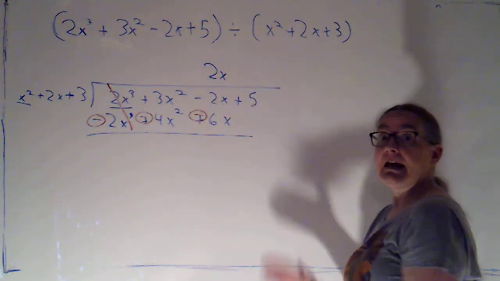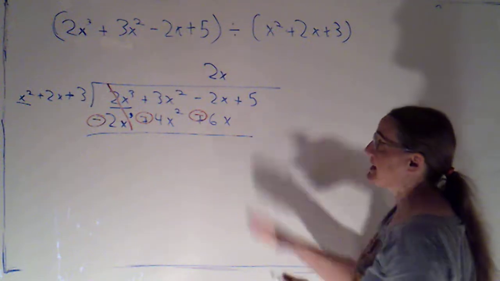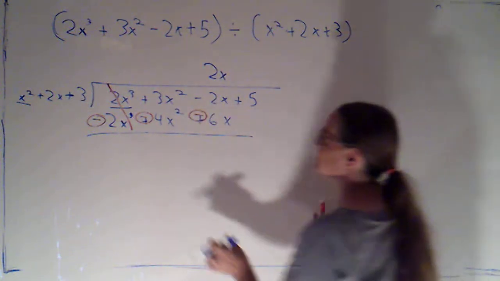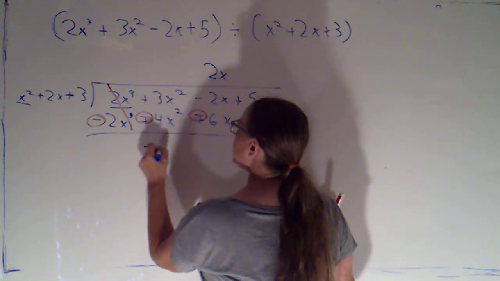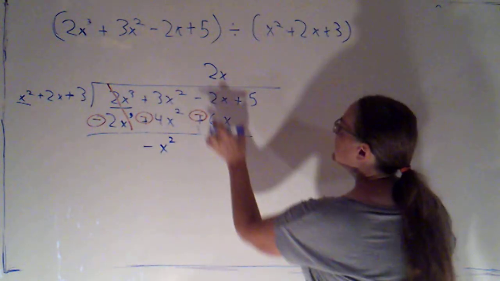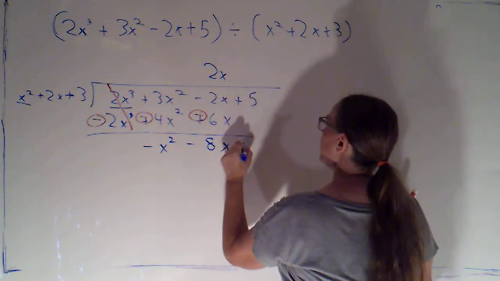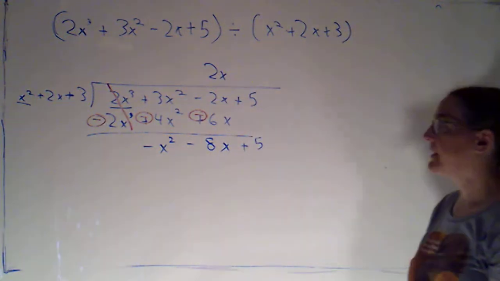And basically, that just gives me a smaller problem because now my lead term is going to be x squared instead of x cubed. 3x squared minus 4x squared is negative x squared. Negative 2x minus 6x is minus 8x. Bring down that 5. And we repeat.